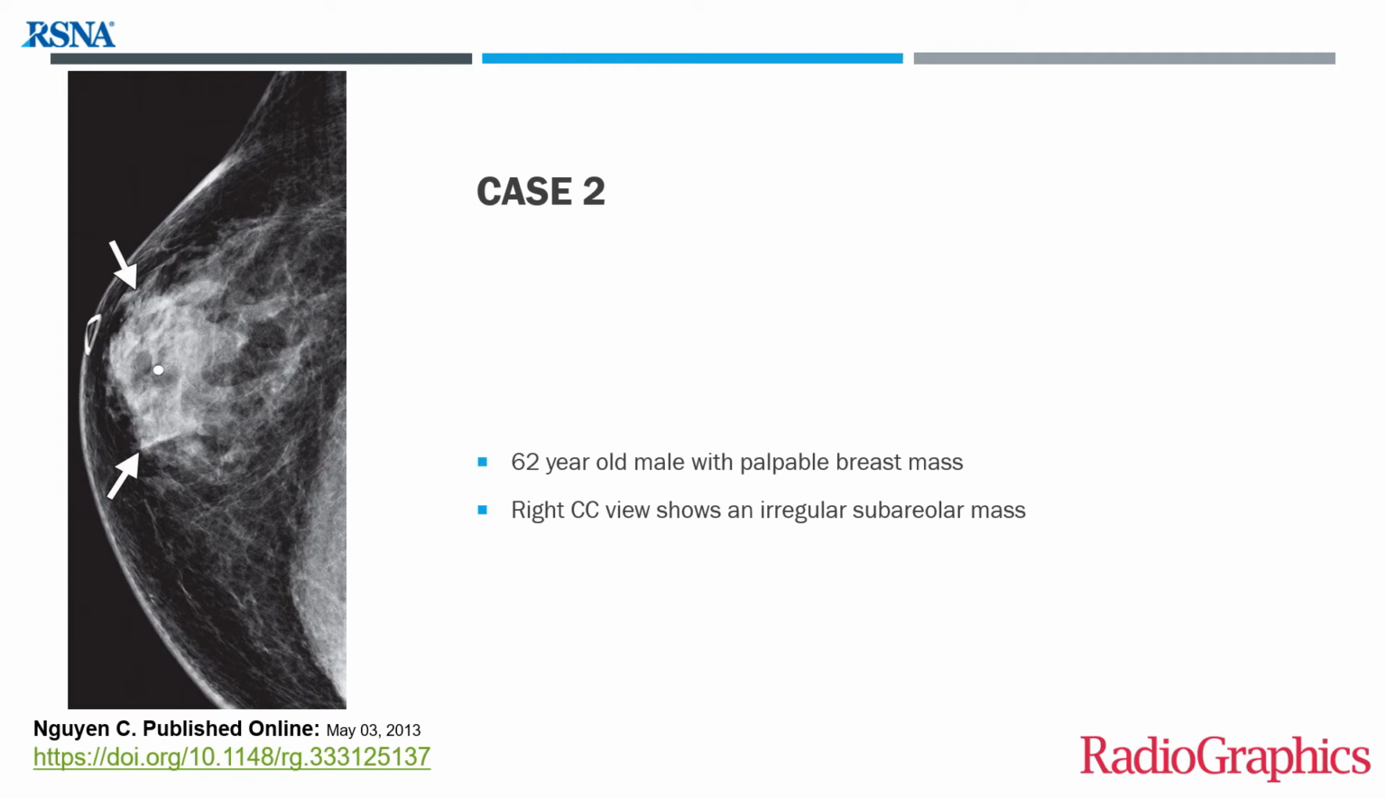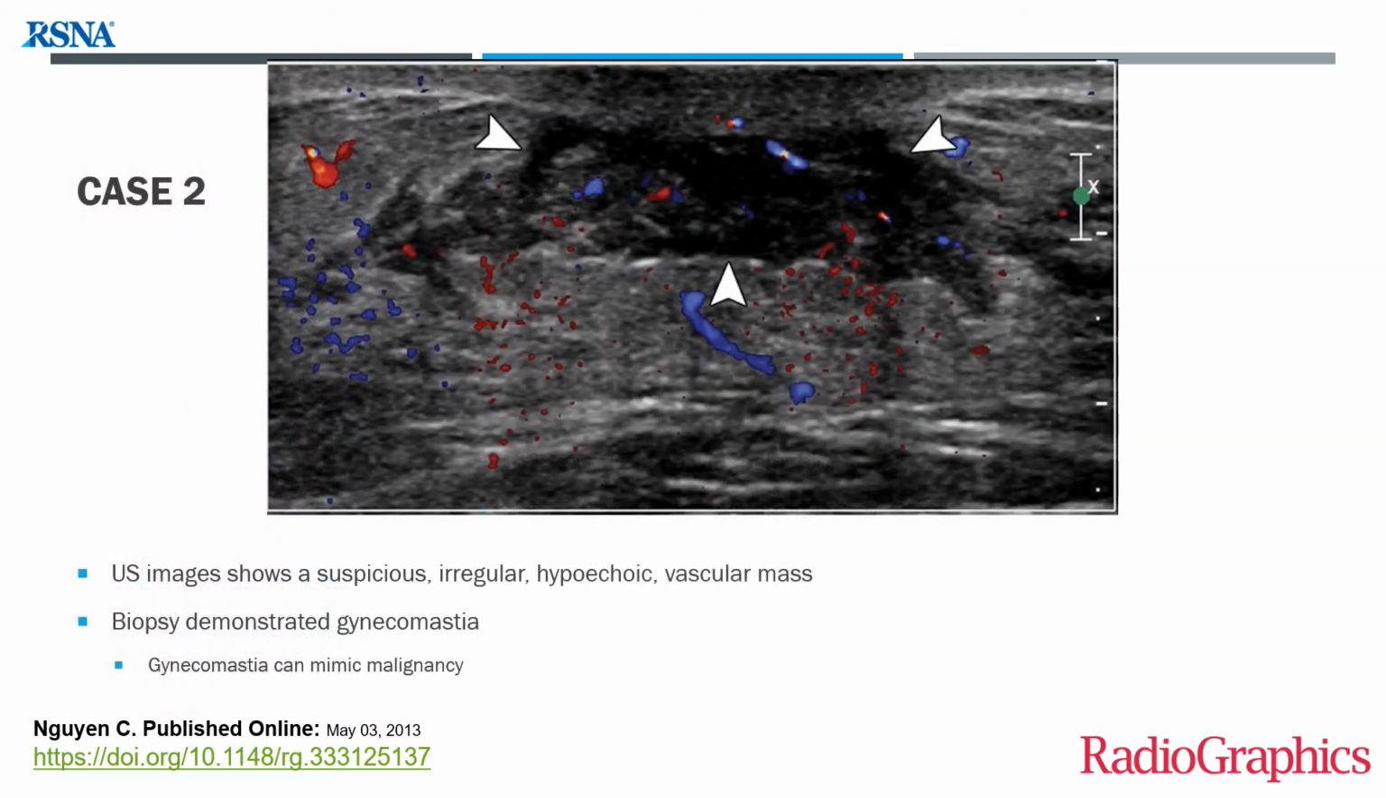In case 2, we have a 62-year-old male with a palpable breast mass. Right CC view shows an irregular subareolar mass. On ultrasound, we see a suspicious irregular hypoechoic vascular mass. Biopsy demonstrated gynecomastia. This did go to biopsy, of course, because it did have suspicious features on both mammogram and ultrasound. Gynecomastia can often mimic malignancy, leading to biopsy or excision.